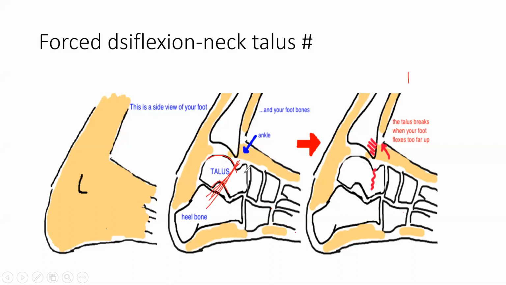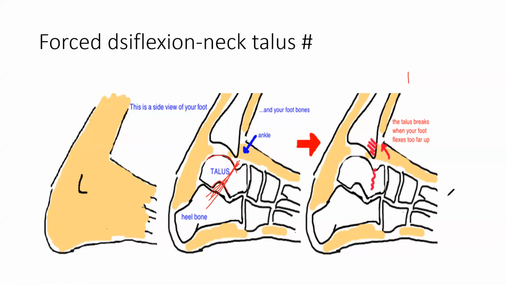Anywhere there is a neck fracture, remember, if there is a femur neck fracture, there is more chance of AVN. Even with a talus neck fracture, there is more chance of AVN. So what happens in the talus? Normally, this is the talus, this is your neck.